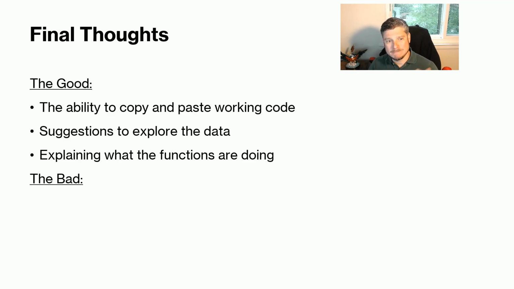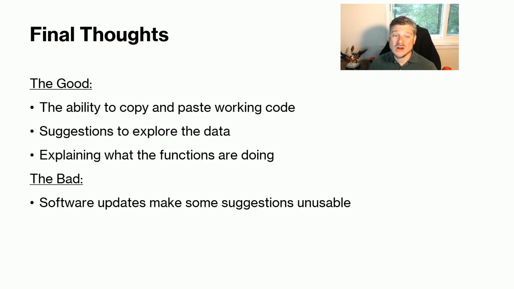The bad. There was some bad here. Number one, some of those software updates made the suggestions unusable. As I mentioned earlier, we update code all the time. There are different software versions. And if this version of ChatGPT, which is trained on the whole internet, was trained on a bunch of articles written before the software update, it's not going to know that or be able to associate it. And again, it's not connected to the internet.